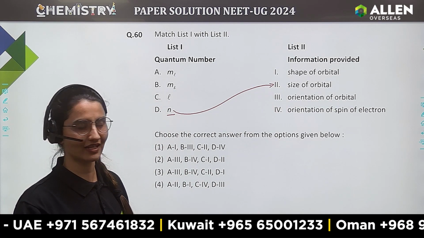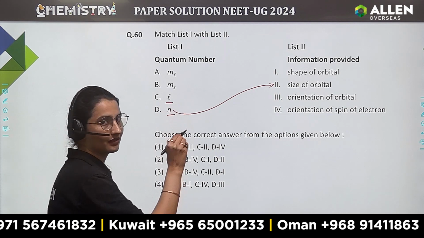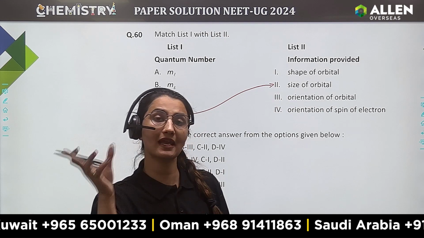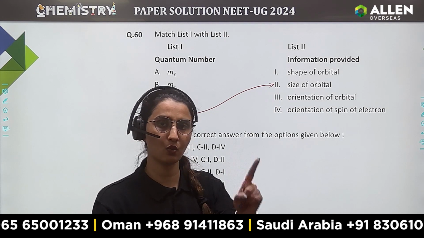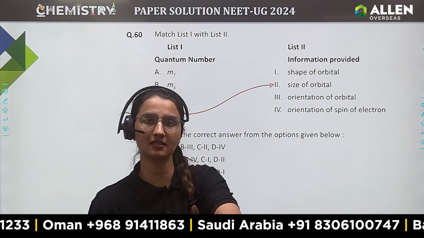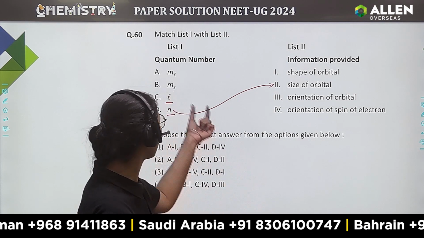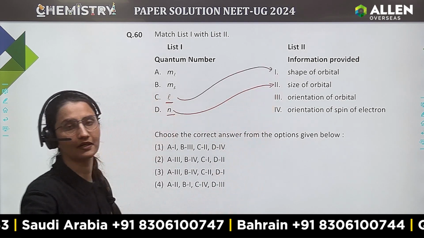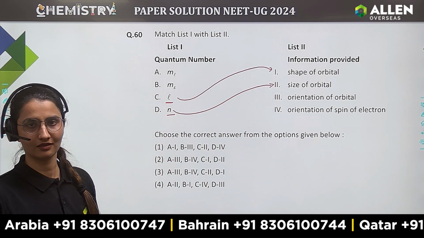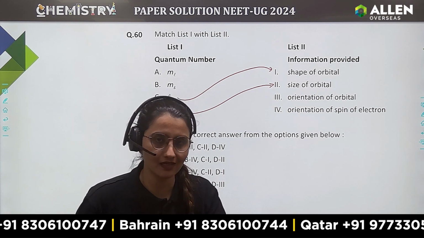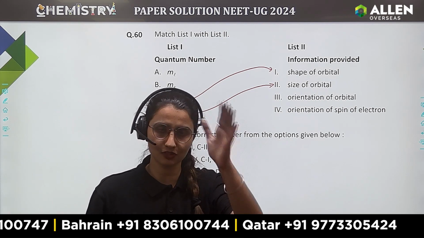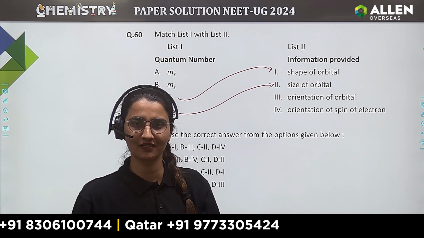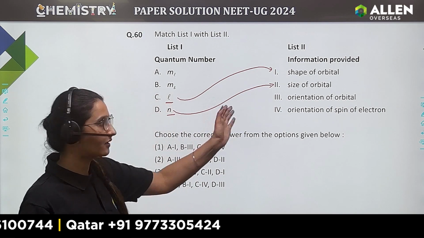Right? Next, l. What does l tell us, students? The subshell. Like, if l is 0, it will be s subshell. l is 1, p subshell. l is 2, d subshell. So what does l tell you? l tells you about the shape of the orbital, because s we know is spherical, p is dumbbell shaped, and d is double dumbbell shaped. So it tells you which subshell and what shape it will have.